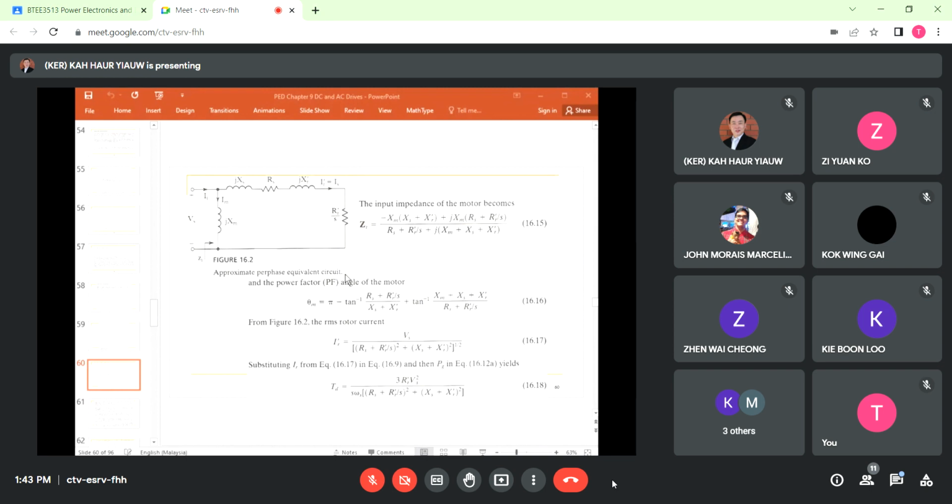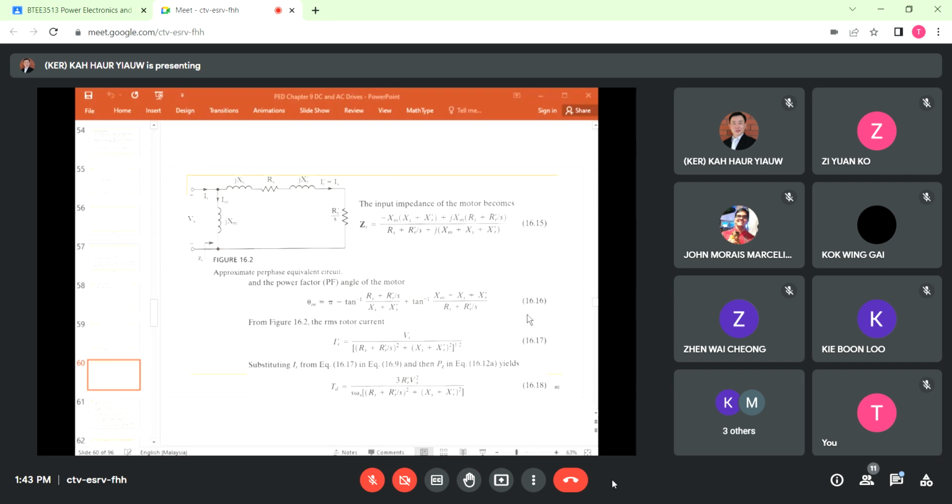By doing so, we can find the input impedance Zi in equation 15 here, which is the Xm in parallel with the rest of the circuit. And also the power factor angle of the motor can be obtained in equation 16.